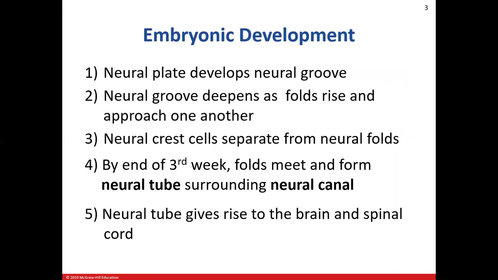So let's look at the embryonic development. We have 5 major phases, or 5 steps, that occur. We have the neural plate, which is a group of tissue, and it develops a neural groove. That neural groove deepens as the folds rise and approach one another. We have the development of the neural crest cells, and they separate from the neural folds. By the end of the 3rd week of development, those folds meet and form the neural tube surrounding the neural canal. And that neural tube then gives rise to the brain and the spinal cord.